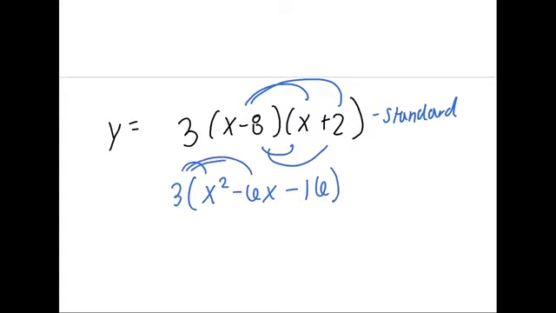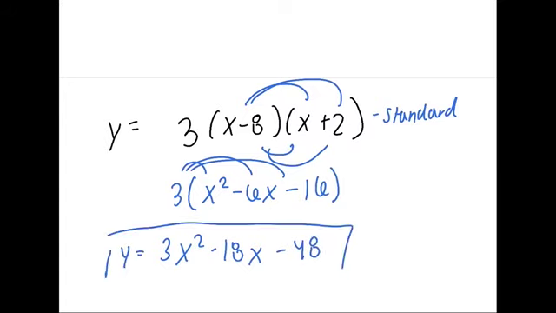And then I distribute my 3. So I've got 3x squared minus 18x minus 48. Okay, minus 48.